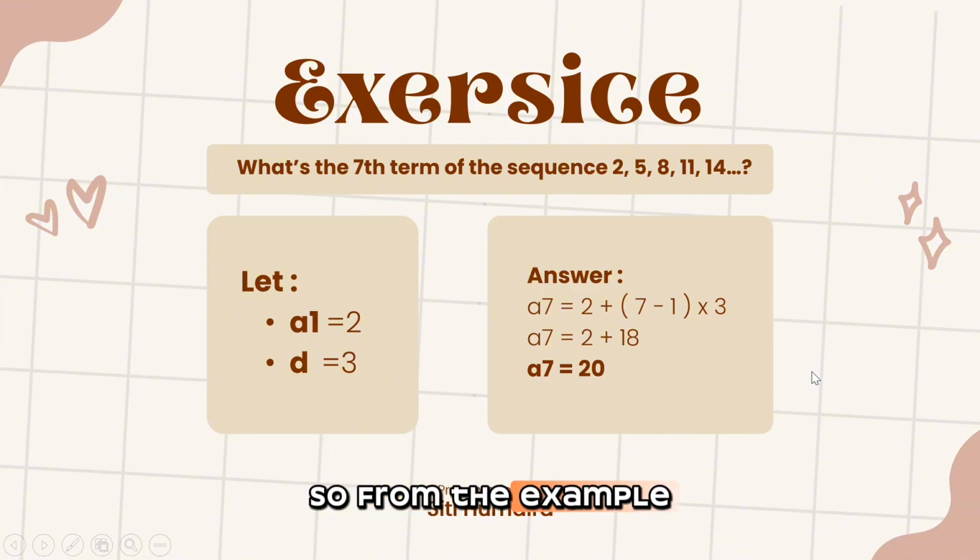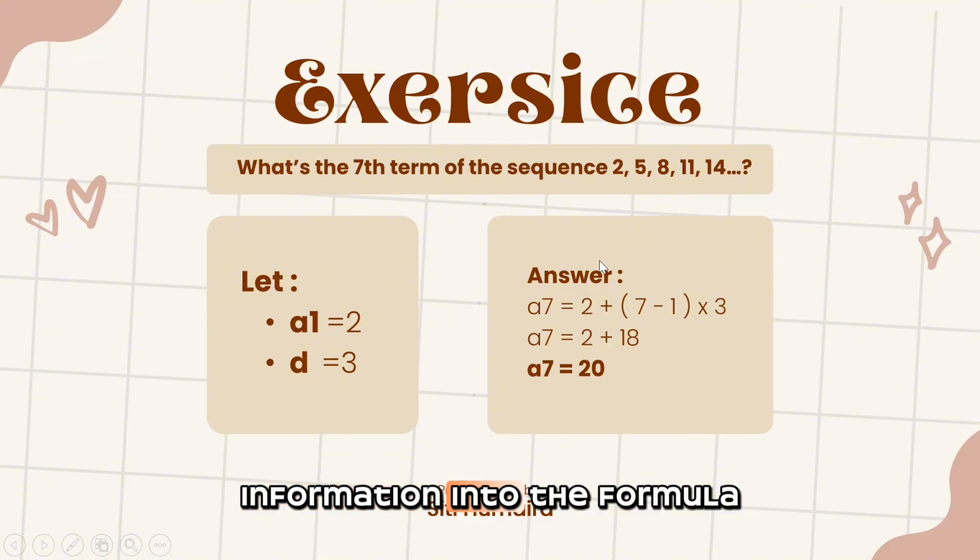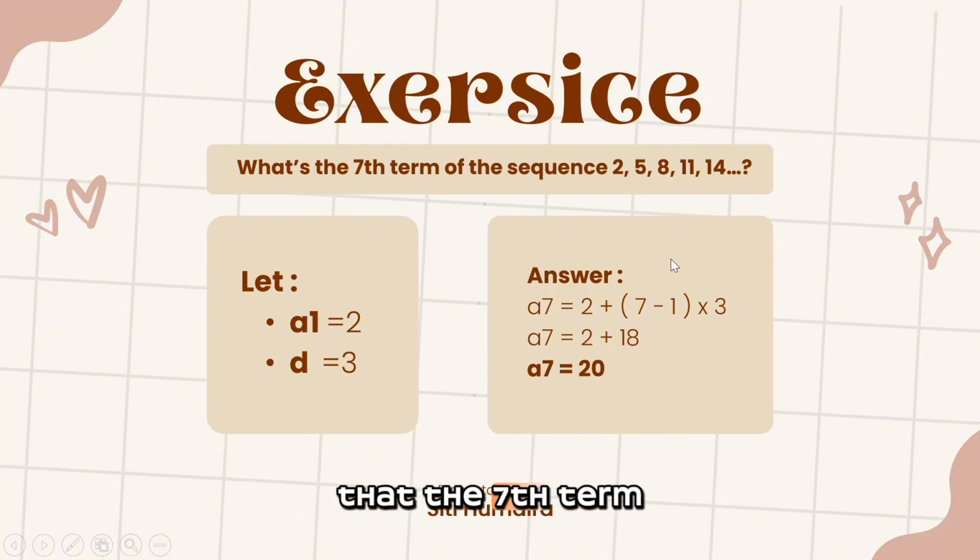So from the example previously, we have to find the seventh term of the sequence, and we can identify that the first term is 2 and the difference is 3. 5 minus 2 equals 3. And we substitute this information into the formula, and then we get that the seventh term is equal to 2 plus 7 minus 1 times 3. 7 minus 1 is 6, and times 3 we got 18. 18 plus 2 is 20. So the seventh term is 20.